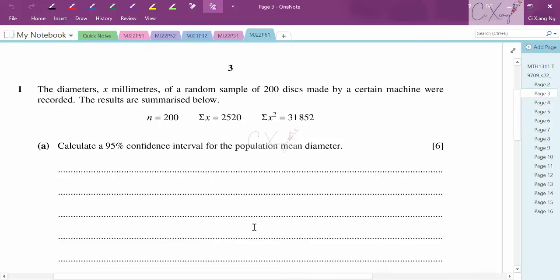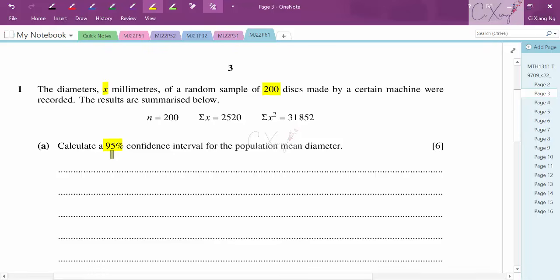For question number 1, they give us some information about the diameters, in x millimeters, of a random sample of 200 discs made by a certain machine. These are the summarized data that we have: n, the summation of x, and also the summation of x squared. And they want us to calculate a 95% confidence interval for the population mean diameter.